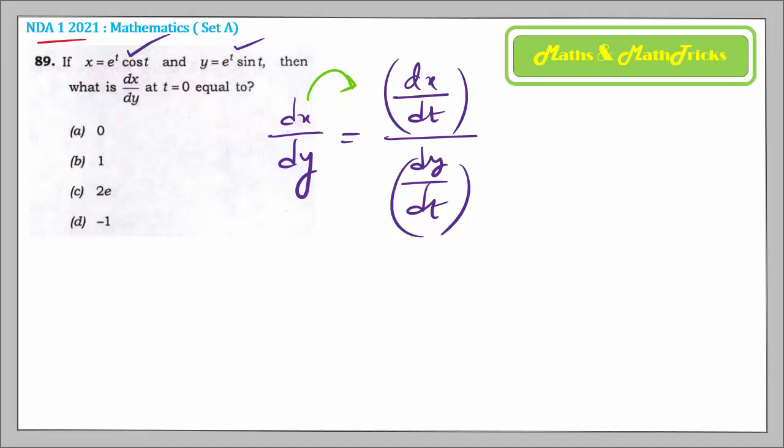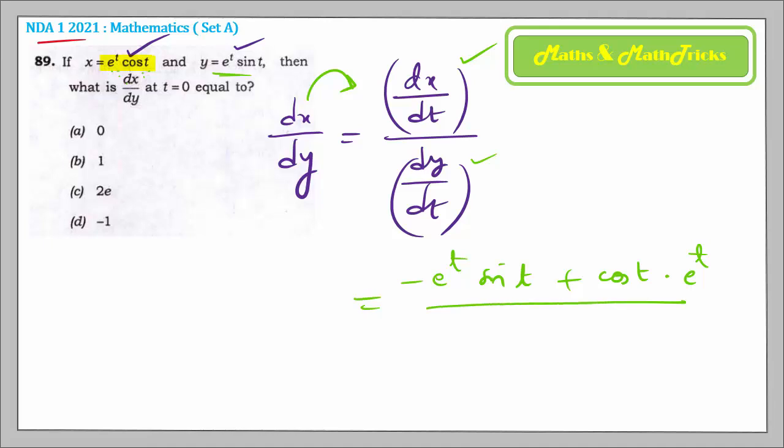So accordingly, if you look at the function e to the power t cos t, when you differentiate this function with respect to t, you will get dx by dt. And when you differentiate y equals e power t sin t with respect to t, you will get dy by dt, and therefore you will get the answer. Now the derivative of e power t into cos t is a uv rule, the rule of product of two functions. So it's minus e to the power t sin t, right, plus cos t into e to the power t. This is all divided by the uv rule applied for e power t sin t, which becomes e to the power t cos t plus sin t as it is e to the power t.